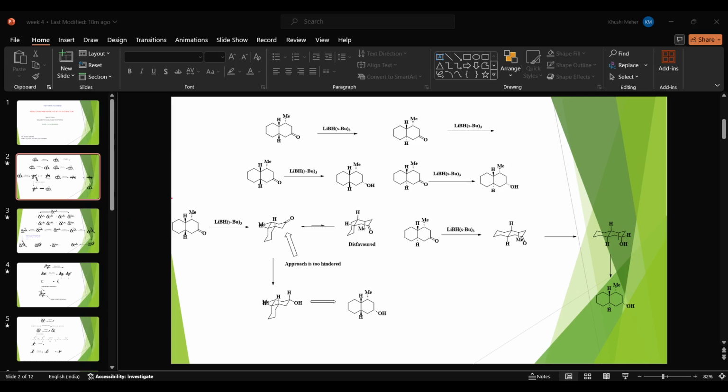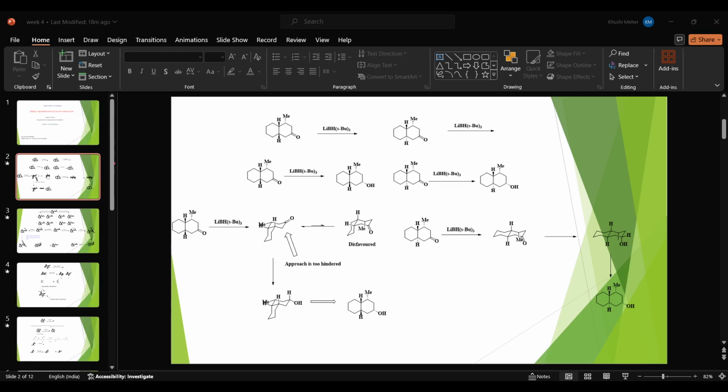The rest of the molecule, the cyclohexane ring, will be present in the chair conformation. So the major difference is the methyl group. Then only we'll select which face will be much more available for the hydride attack, whether it is the axial attack or the equatorial attack.